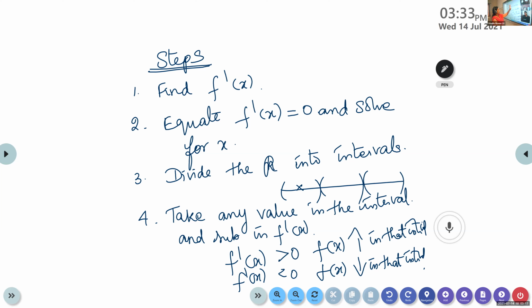Here, it being a polynomial, we can factorize. If it is a trigonometric function, we have to use the trigonometric ratios and values. Is it okay? Write down the steps.